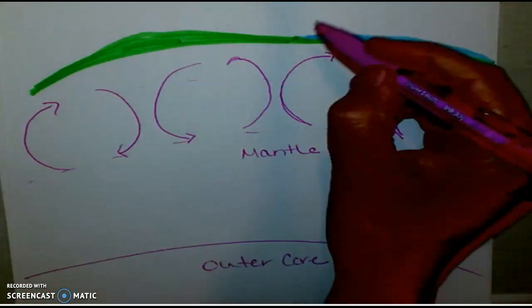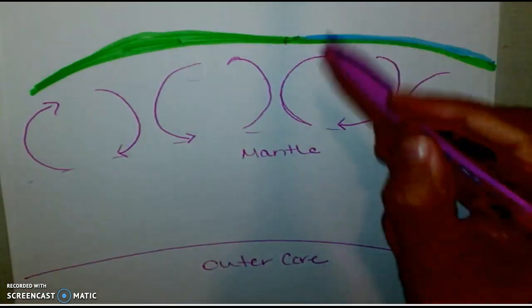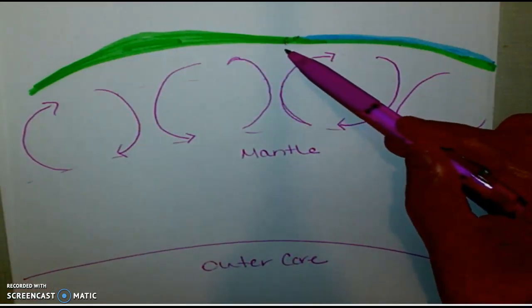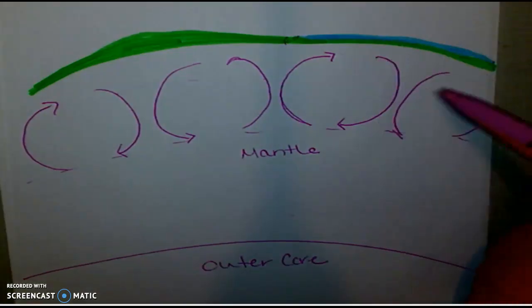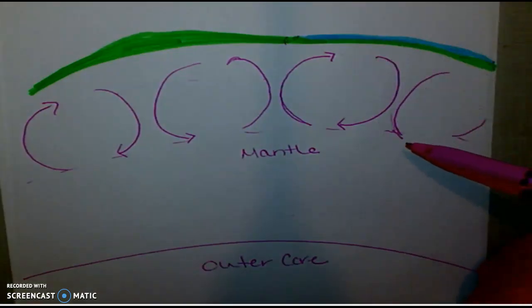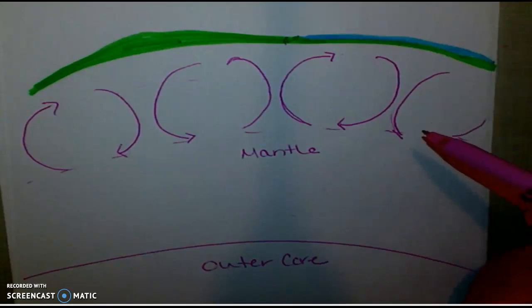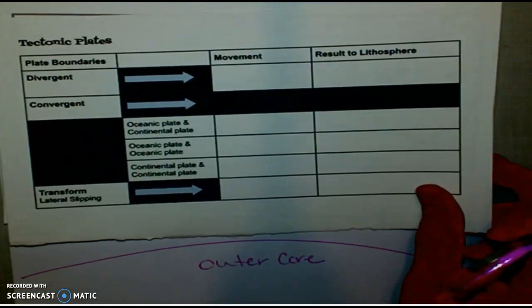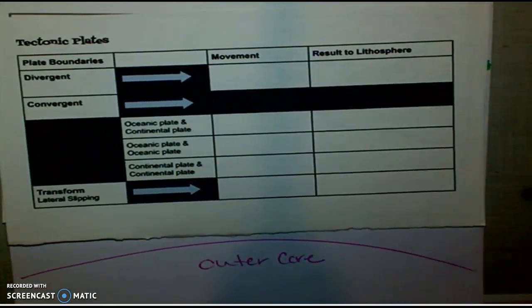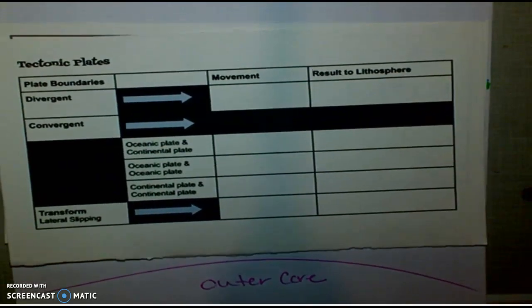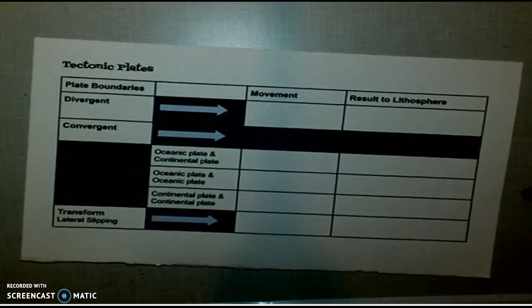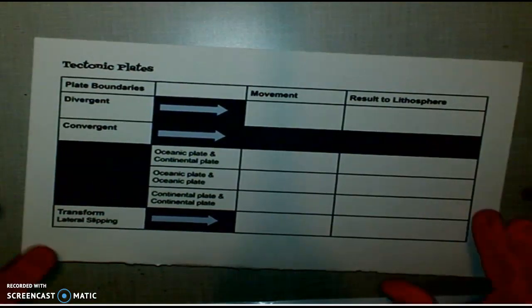So let's say there's a boundary right about here, and you've got convection currents pulling them apart, you're going to have your diverging boundaries. Then when they're coming together, you'll have your converging boundaries. And when they're sliding past each other, that's when you end up having your transform boundaries. So go ahead and grab this sheet of paper or get that one ready to go. We're going to talk about what happens with these boundaries when these different plates all come together.